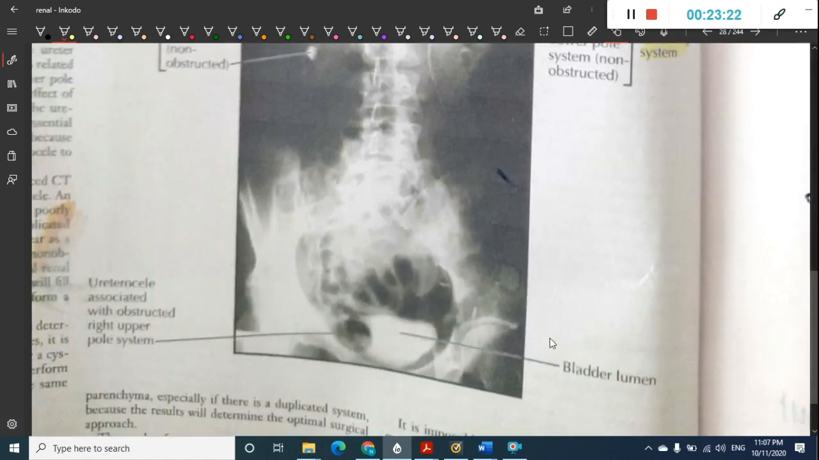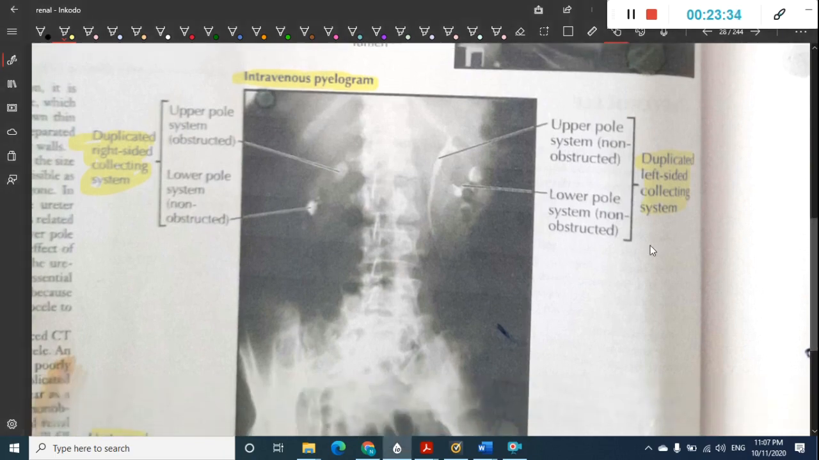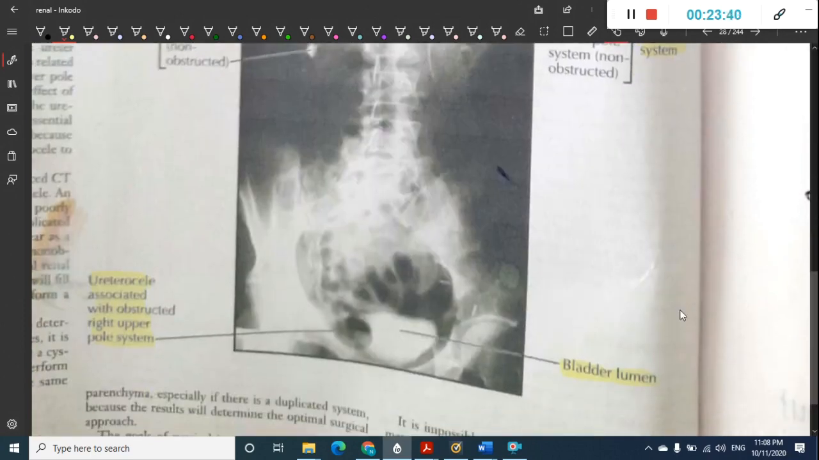So if you see, what is this? This is the bladder lumen. What is this? This is the ureterocele which is associated with the upper obstructed part. Because here there is an upper obstructed part, there is no contrast draining, and as a result, here there is no contrast seen. It is shown as the radiolucent area, right?